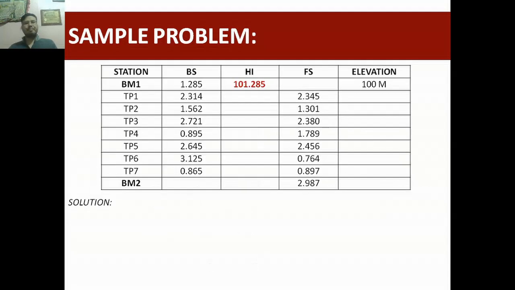Let's proceed. So we have here the data. As you can see here, there is a value of 101.285. How did I get that? So we have here letter A, for benchmark 1.